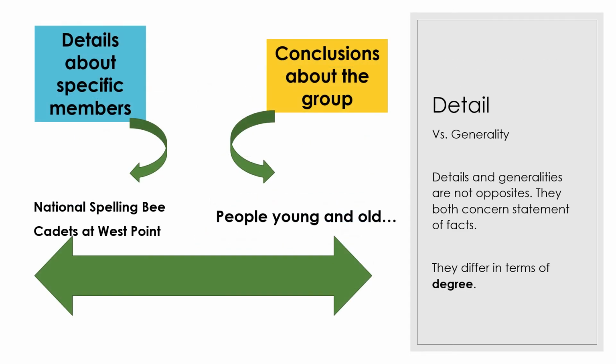Let's also talk about the box called List 2 Details. Most of you probably wrote general statements about grit or the growth mindset. Now, details and generalities aren't different. They both state facts. What they differ in is in terms of degree. For example, Duckworth uses details about children at the National Spelling Bee and cadets at West Point. That's rather detailed. Those are details about specific members of a group. In this case, the group called human beings. Now, from those details, we draw conclusions. These are the generalities.